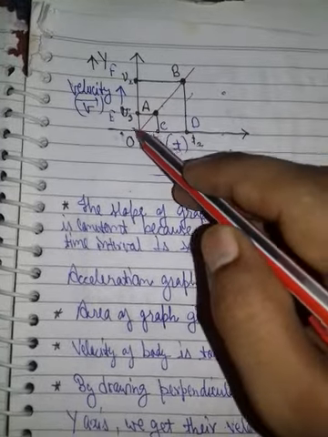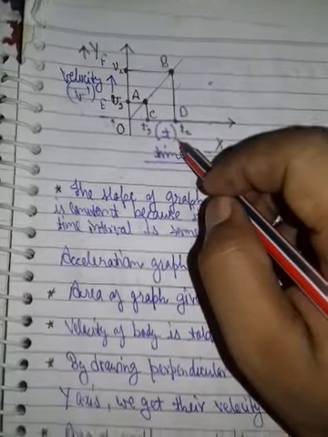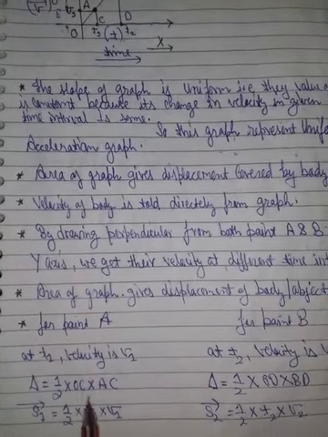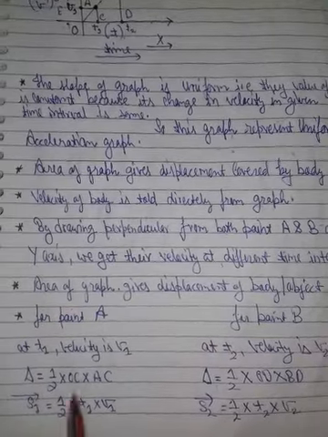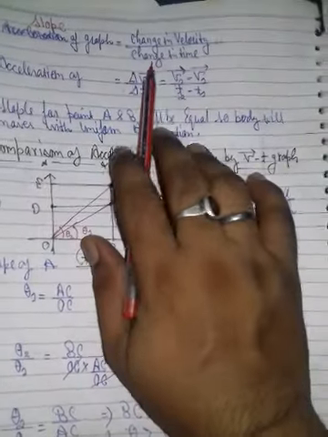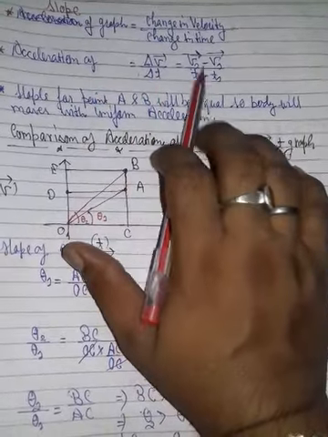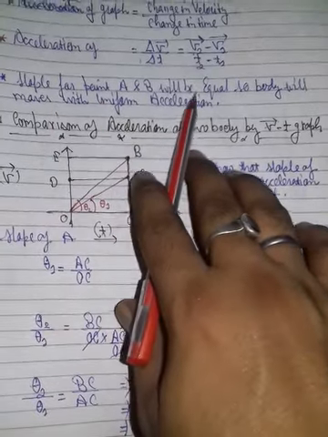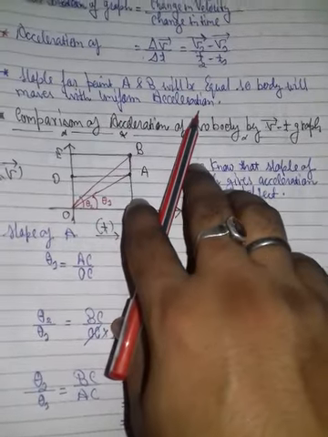Focus on the triangles: the first triangle is OAC, and the second is OBC, and the area is half of length into height, that is half OC into AC, and for the next triangle half into OD into EC. Putting in the values, the slope of this curve gives acceleration, change in velocity upon change in time, v2 minus v1 over t2 minus t1, and the slope at points A and B will be equal, so the body moves with uniform acceleration because the slope does not change.